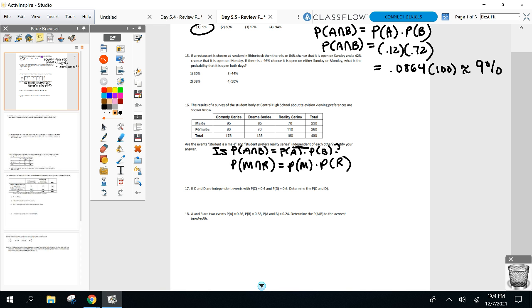230. Ooh. 70 out of 180. Male and reality, both have to happen. 70 out of... So there's 70, right? Where the intersection is, 70 out of... 230. Well, no. 20.